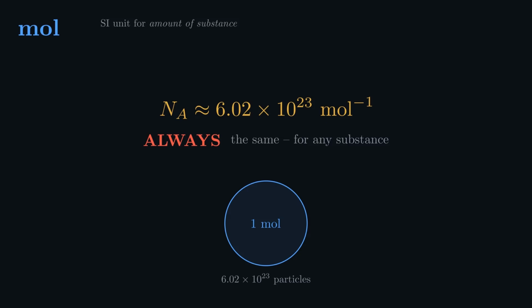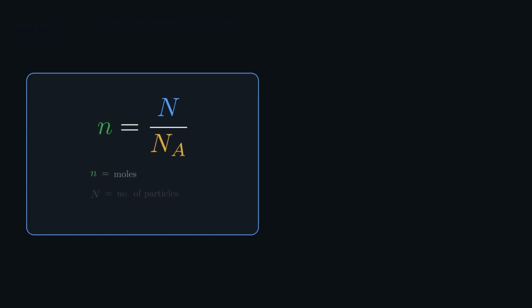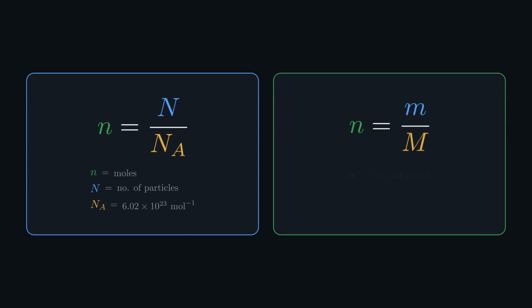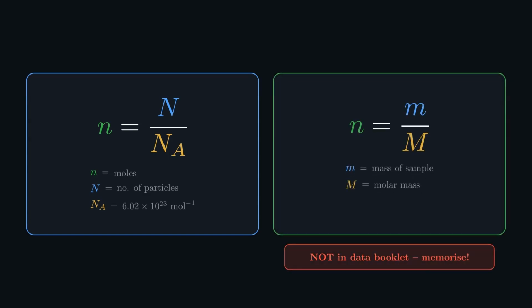Therefore, for a substance with capital N particles, the number of moles lowercase n will be given by n equals N on N_A. Additionally, we also have that the number of moles is n equals lowercase m on capital M, where capital M is the molar mass of the substance, or the mass of 1 mole. Note that this second formula is not in your data booklet, and it will need to be used in many questions, so you'll have to memorize it.